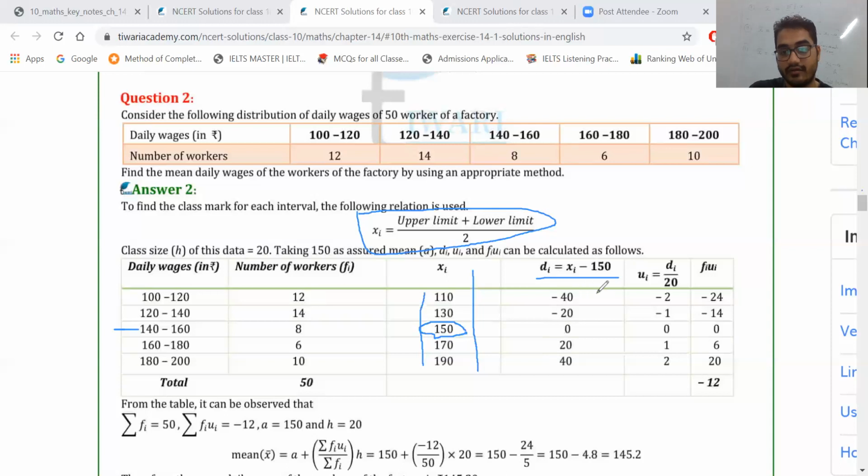So this is what you have got, di. Now you have to multiply your fi with di. So 12 into minus 40, 14 into minus 20, 8 into 0, 6 into 20, 10 into 40. So you will get your fi di. When you get your fi di, add them all and you will get your final summation fi di. After that, we have to solve with the formula. Now, I'm going to solve further on the board. Just have a look.